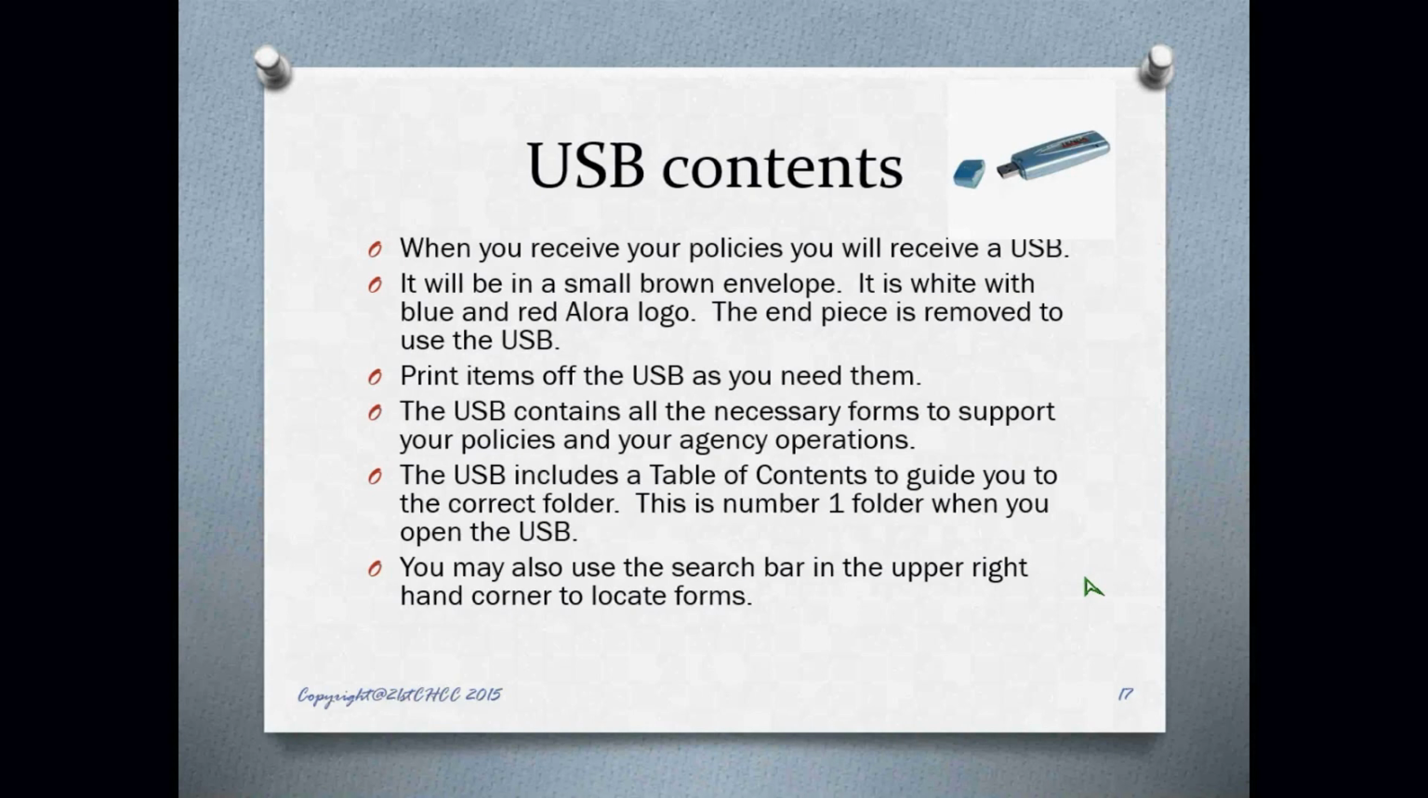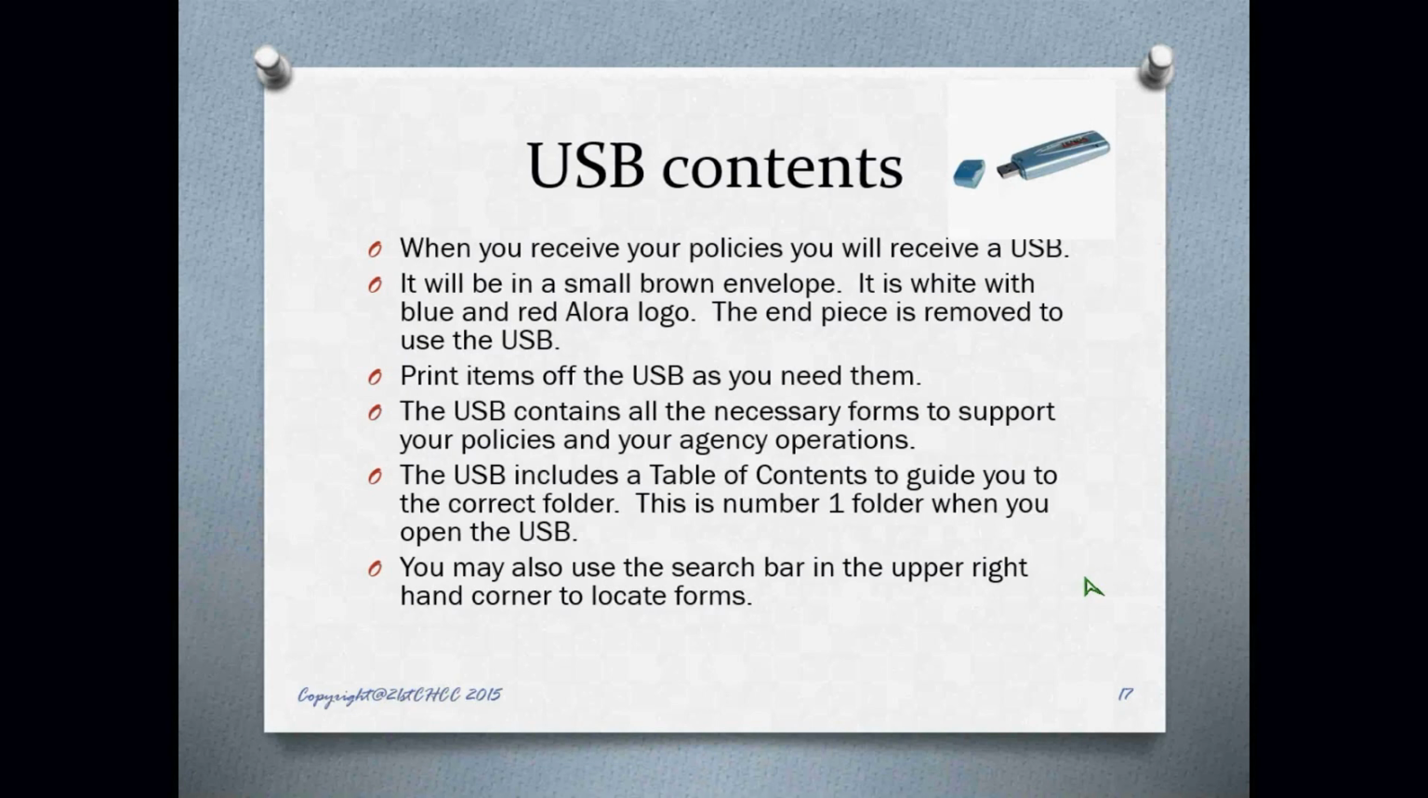You only need to print off items on the USB as you need them. Please don't print everything that's on that thumb drive. It's thousands and thousands of pages. Again, the USB contains all the forms to support your operations and to make you in compliance with your policies. We do not put your policies on the thumb drive. There are some policies on there that we know that you will need to change from time to time, including the ones that we talked about on the checklist. But your entire policy manuals are not on the thumb drive. We don't give those to you in Word because they're copyrighted.